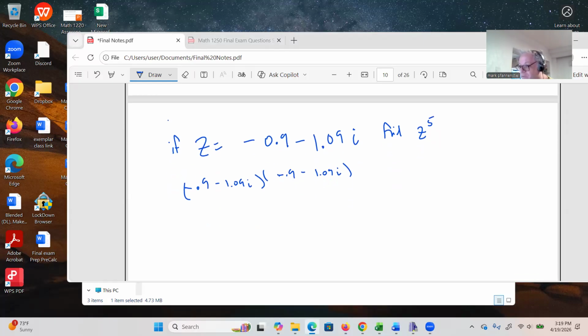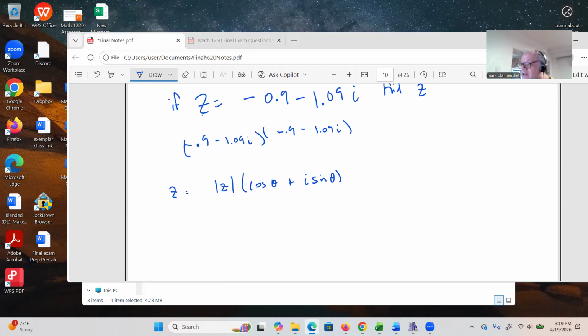So the first thing that we're going to do is figure out the polar form of this complex number. We need the absolute value of this number, and then we need cosine of theta plus i sine of theta, and we're going to go ahead and graph it and get the polar form of this thing. Let's start to graph it.